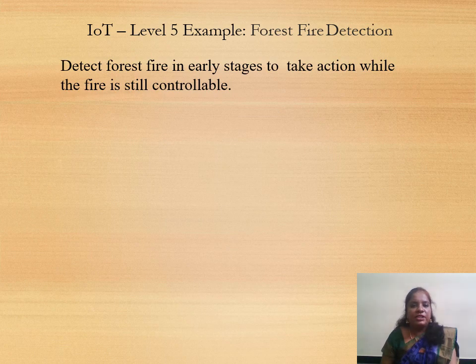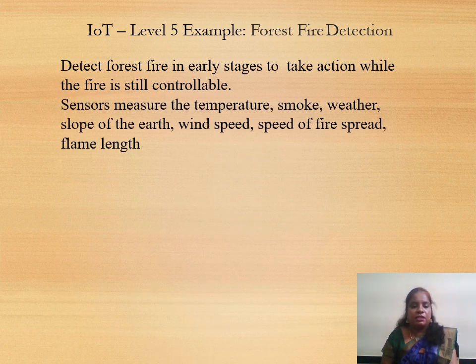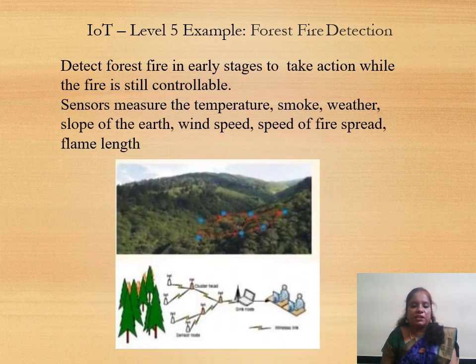If you want to detect fire early in the case of forest fires, you can use wireless sensor networks where sensors are placed in different, unmanned areas. You sense the temperature, smoke, weather, etc. Depending on that, analysis is done and a warning is given in advance. Even control of fire can take place.